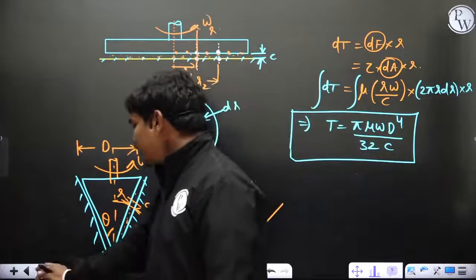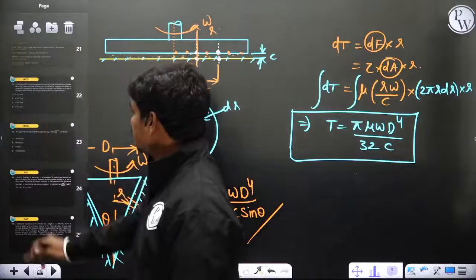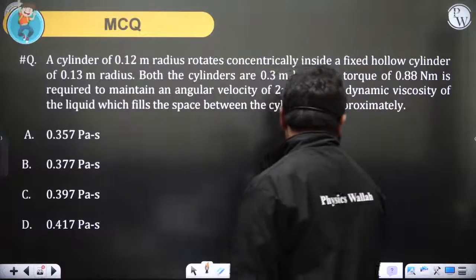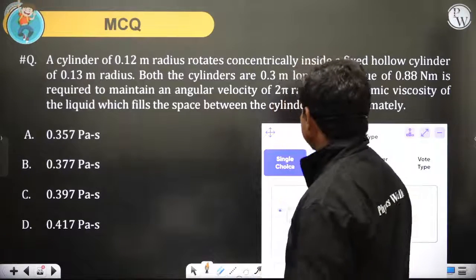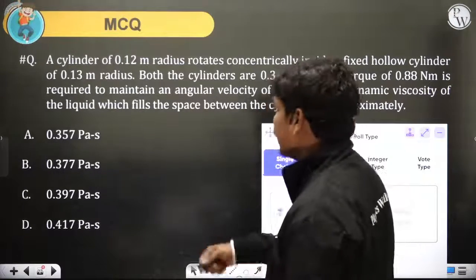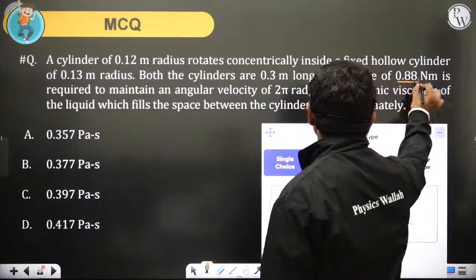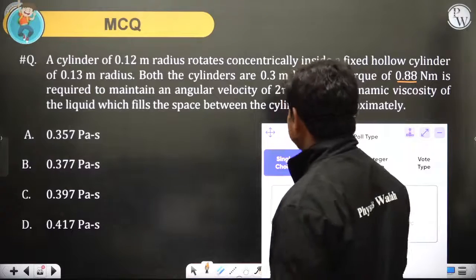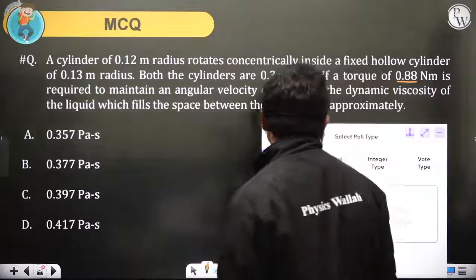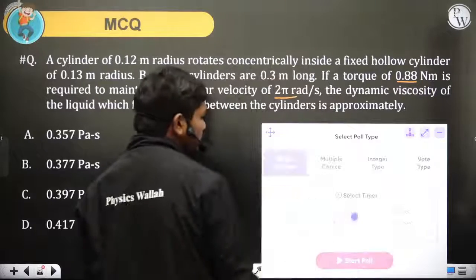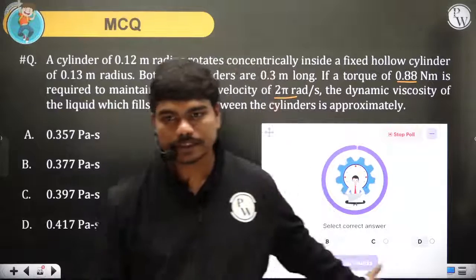Now based on this, we would like to solve one or two questions. A cylinder of 0.12 meters radius rotates concentrically inside a fixed hollow cylinder of 0.13 meters radius. Both cylinders are 0.3 meters long. If a torque of 0.88 Newton meter is required to maintain an angular velocity of 2 pi radians per second, the dynamic viscosity of the liquid which fills the space between the cylinders is approximately. I'm giving you 2 minutes, so please solve this. I'm giving you options, so please solve.